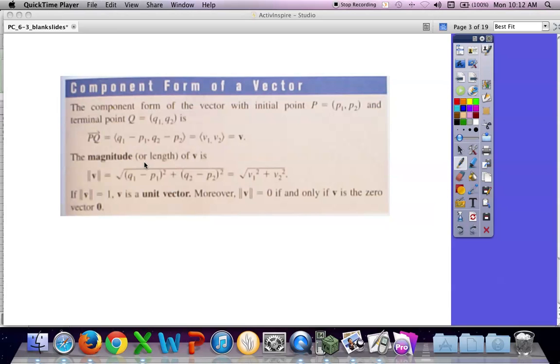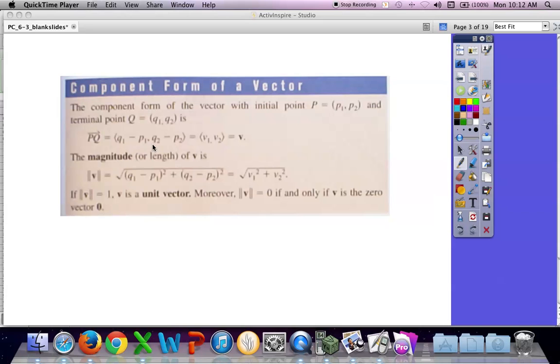Okay, the component form of a vector, right? Like here's a vector PQ. So we're familiar with what that means. It means it's a directed line segment from P to Q. And we just did that when we did the distance formula, we did the x2 minus x1, y2 minus y1. That's what this is right here.